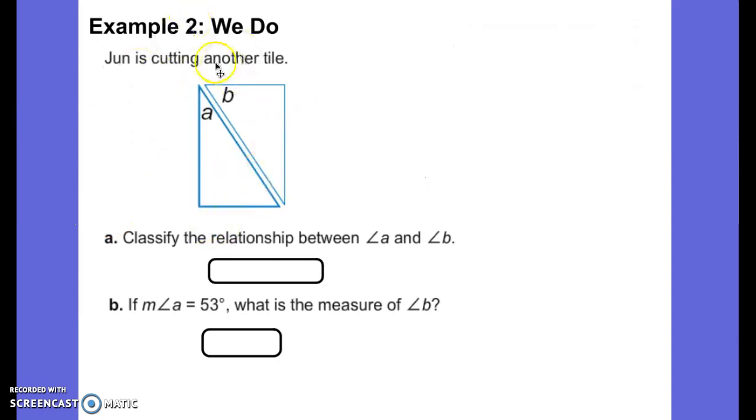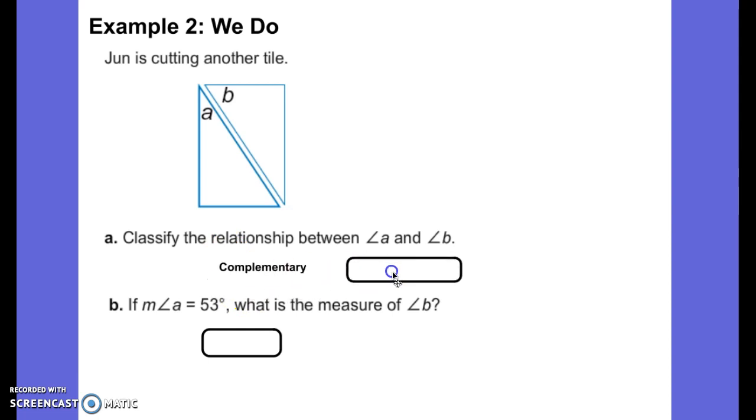Looking at this one, she's looking at these two tiles. You can tell that this should create a 90-degree angle. If it does create a 90-degree angle and you're classifying the relationship between A and B, you should have said that they're complementary. If you know A is 53 and you're looking for the measure of B, you should have set up an equation that would have stated 53 plus B is equal to 90. And then you would have gotten that the answer is 37 degrees.